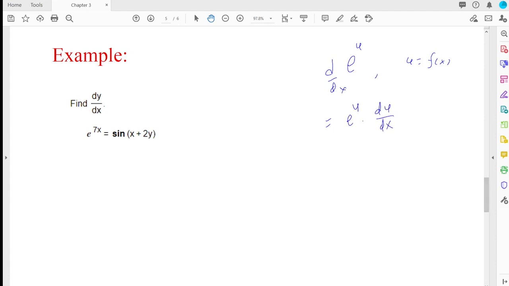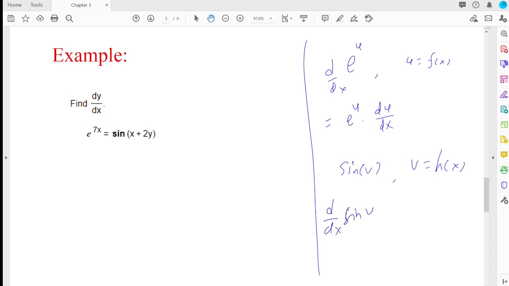Okay, and another thing is, if you have sine v where v is also a function of x, then the derivative of sine v with respect to x is cosine v times dv over dx. Okay, so we're going to use that fact here. Because this is a relation between x and y, we need to do the implicit differentiation. So differentiate both sides with respect to x.